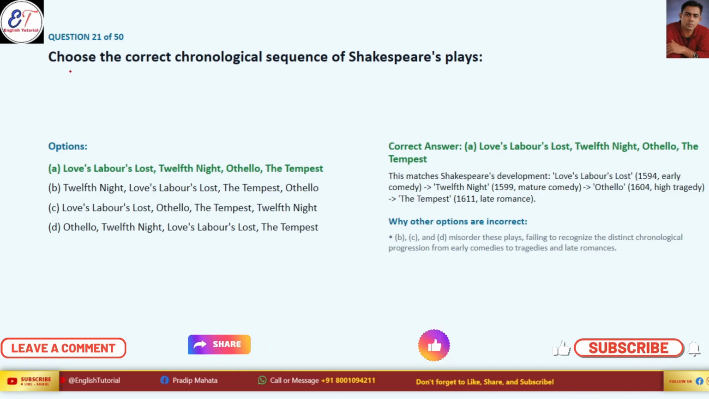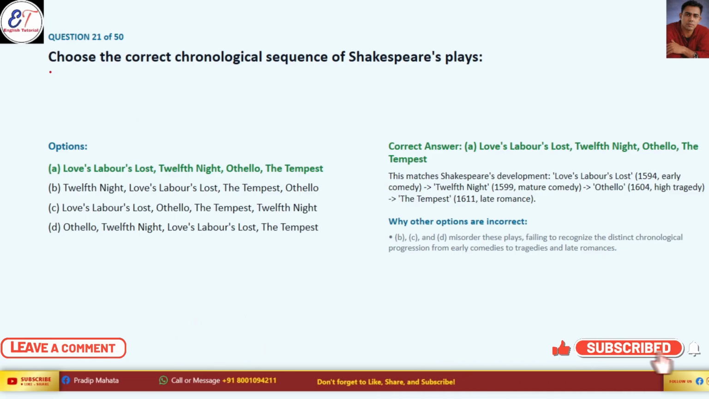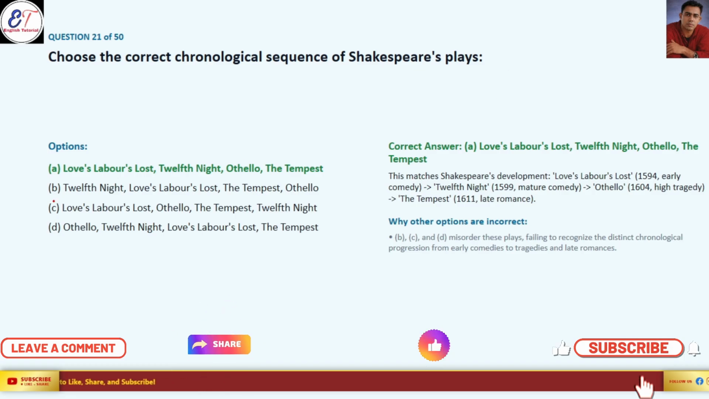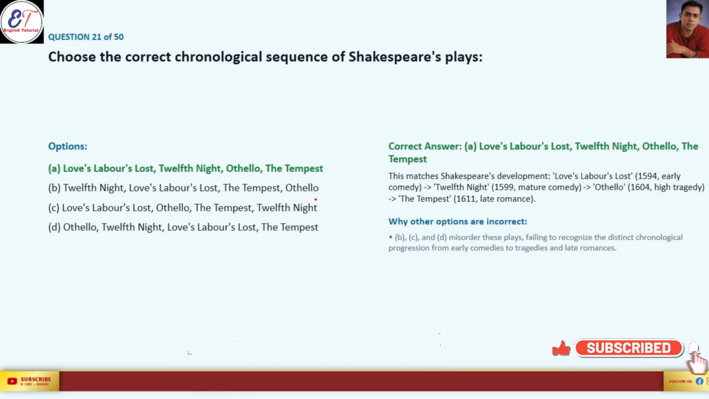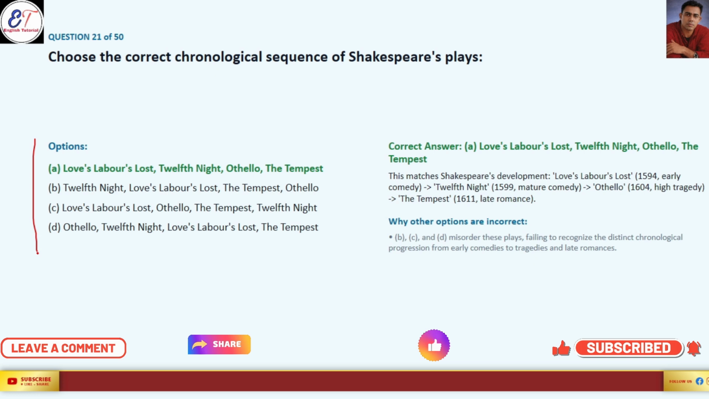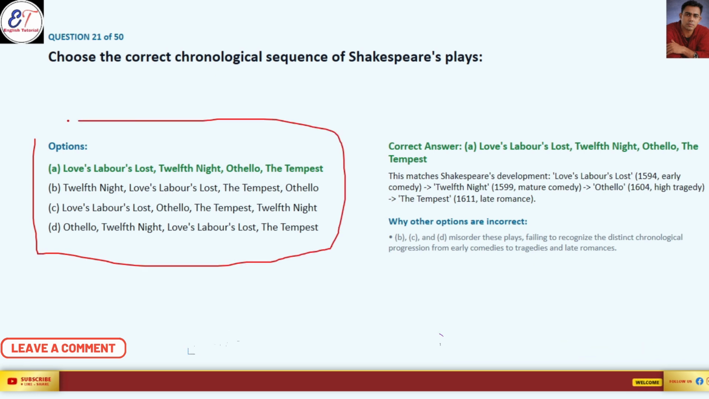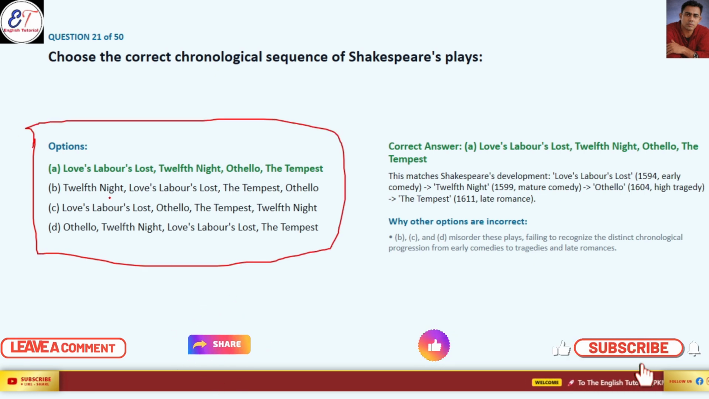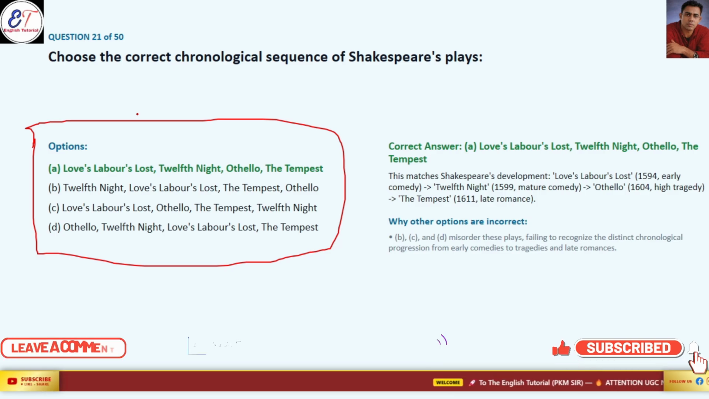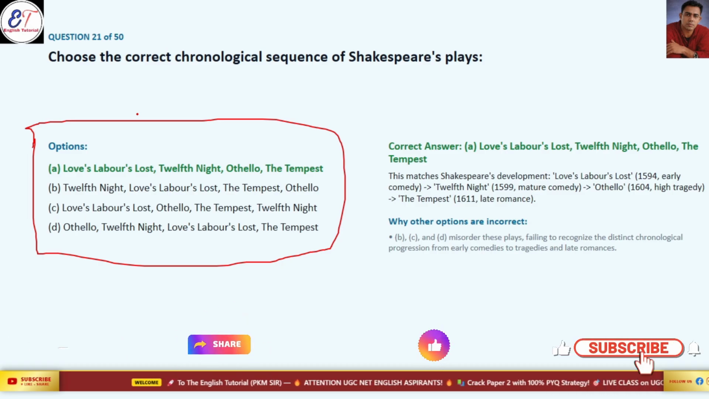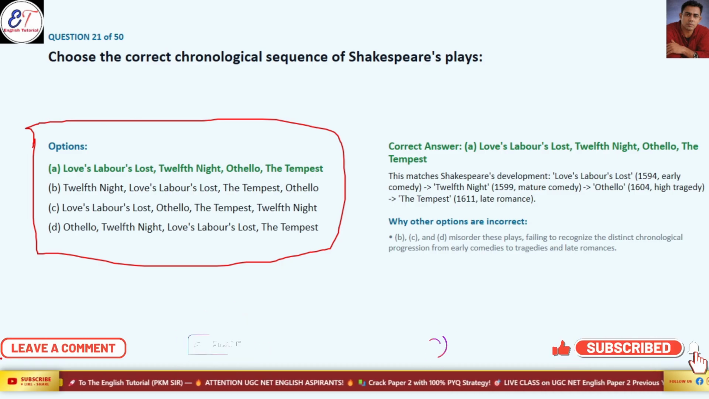So let's start. Our first question of this session is: choose the correct chronological sequence of Shakespeare's plays. Here are four options. We need to choose chronologically which one was published first, then next. Let's read our first option.